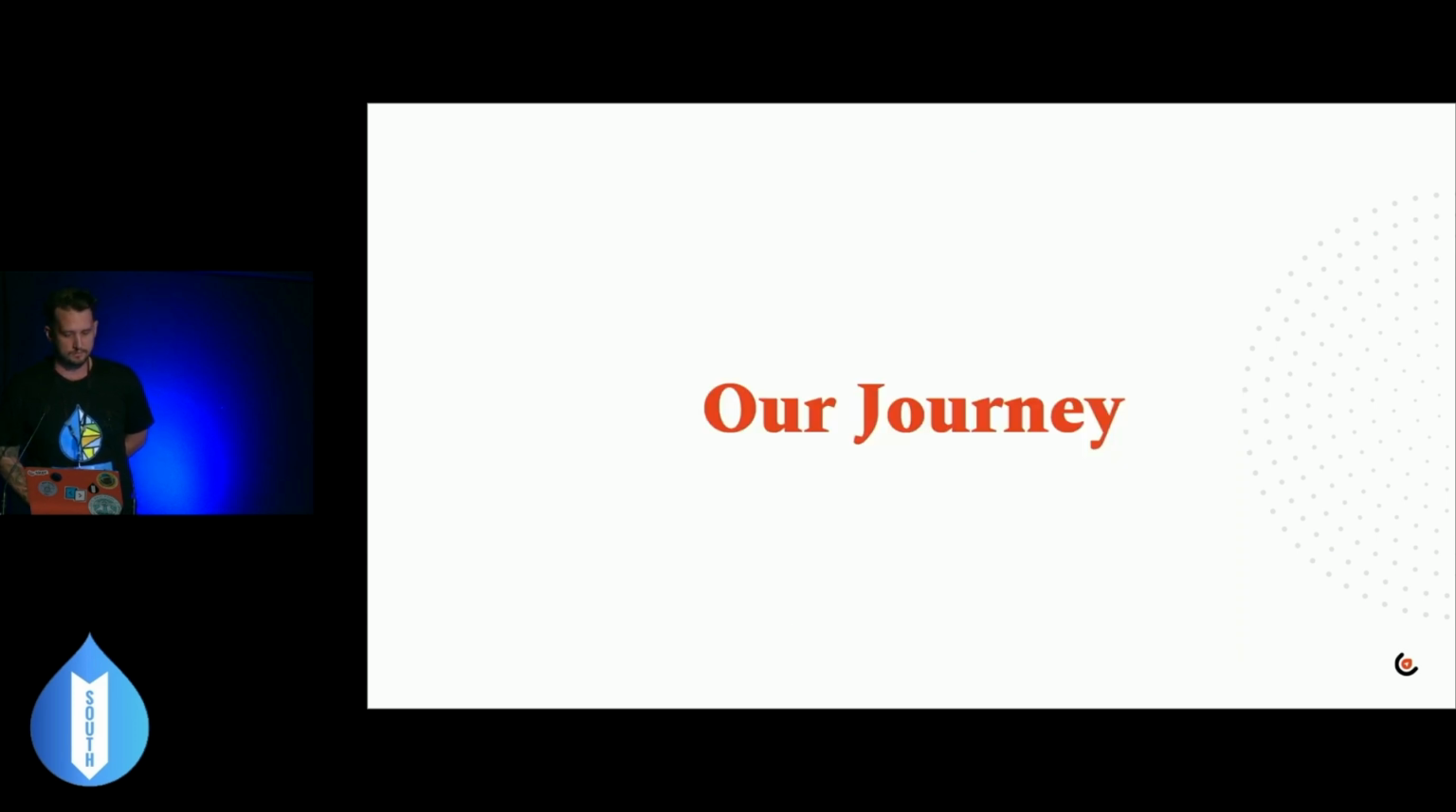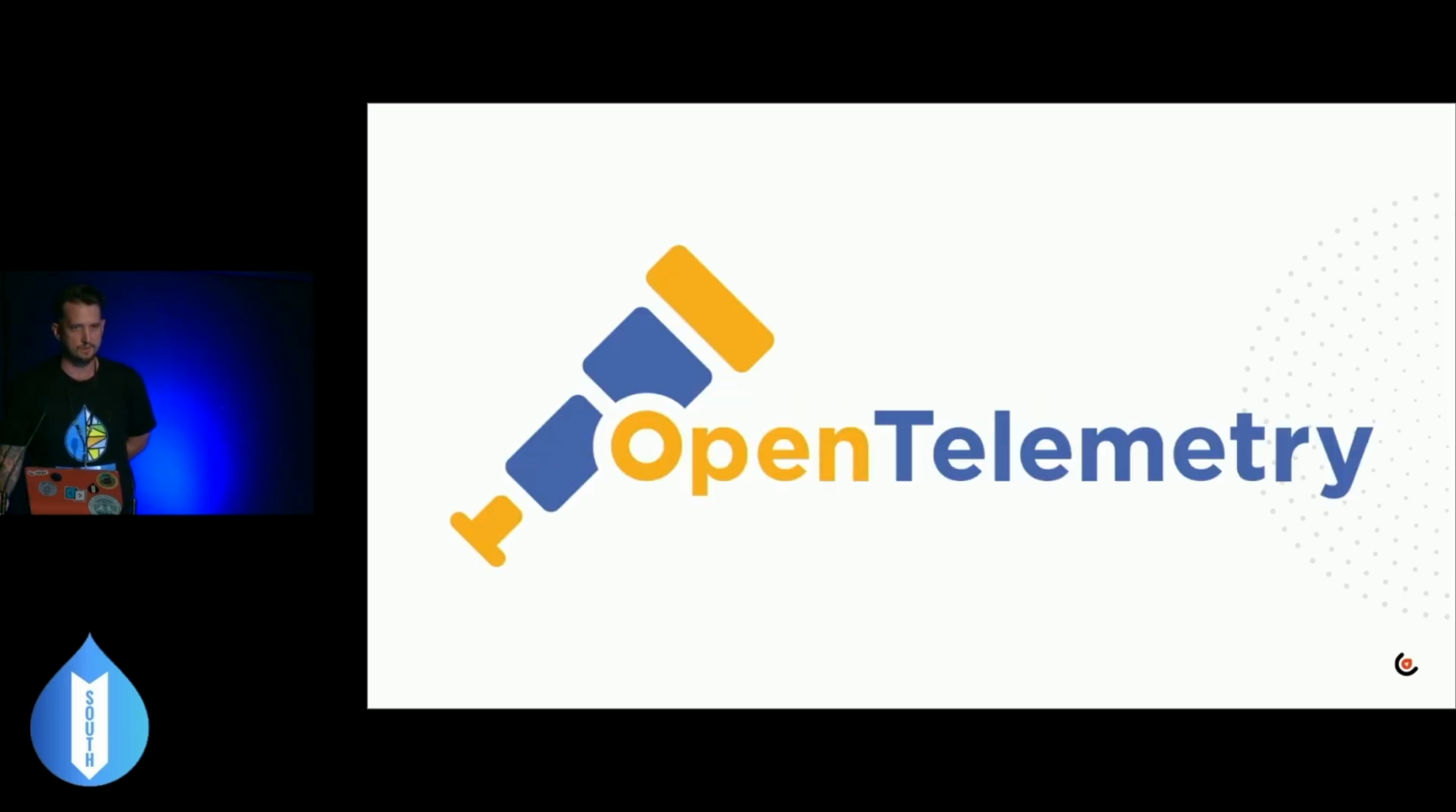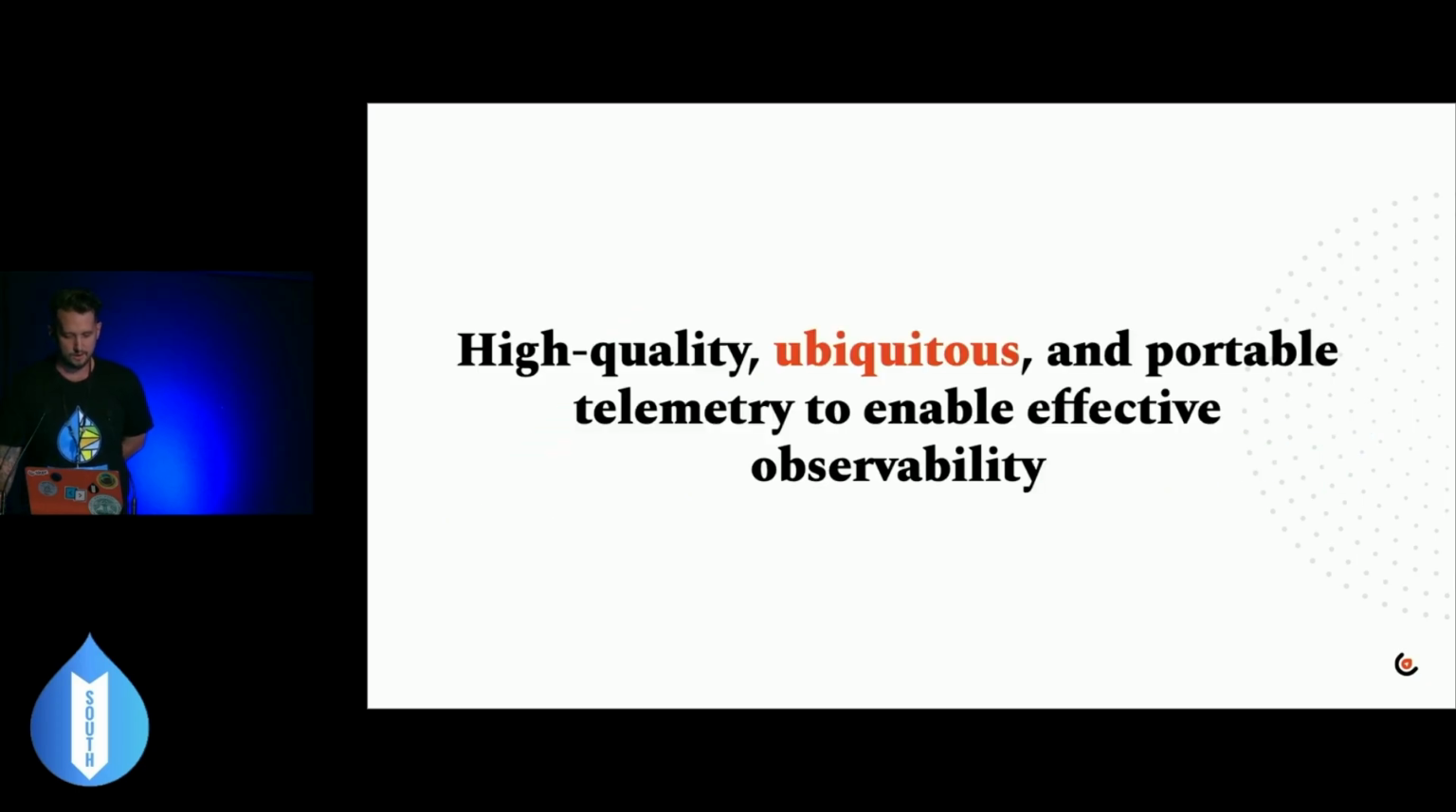Now, we wanted to roll something out. We want to understand what's going on. So our instinct was to look at Open Telemetry. For those who don't know, Open Telemetry is a high-quality, ubiquitous, and portable telemetry solution to enable effective observability. It's a very lofty goal.